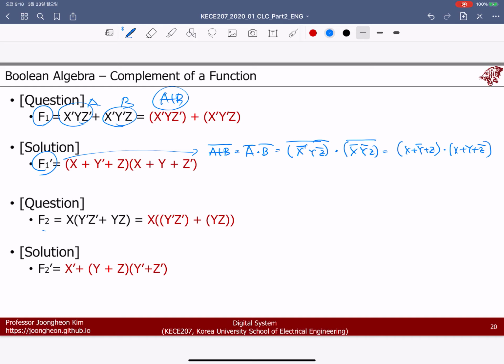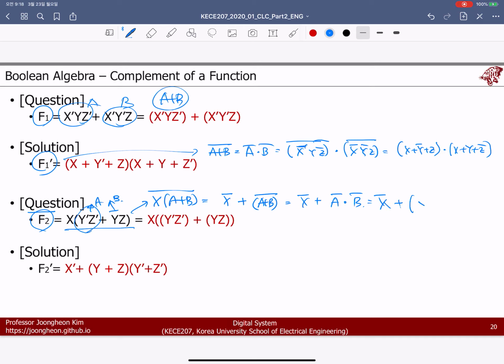Okay, then let's go to F2. So F2 looks like this one. So then we can say that this is x times a plus b, for example. This is a, this is b. And then you have a complement in order to calculate the complement of F2. So then you have x bar plus a plus b bar. Okay, and then x bar plus a bar dot b bar. Okay, and then you have x bar plus a is this one, right?